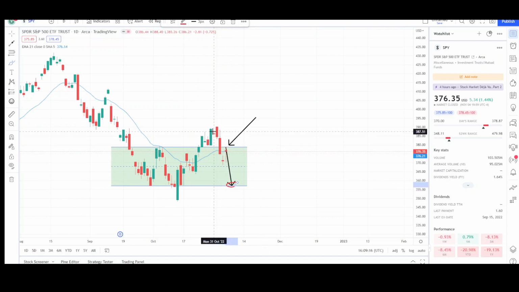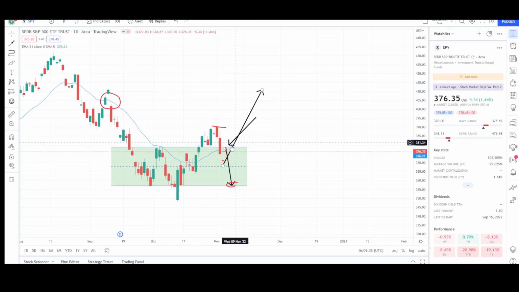Now if we just continue higher and break above the 390 level, there's a possibility to get a measured move target up, and that would take us right to the 410, 411 level, and that would fill in this gap right here that's still empty. So I'm not sure where we're going to go next week.